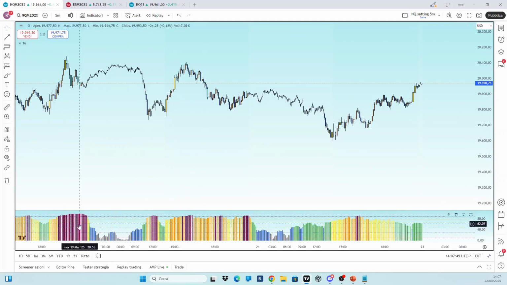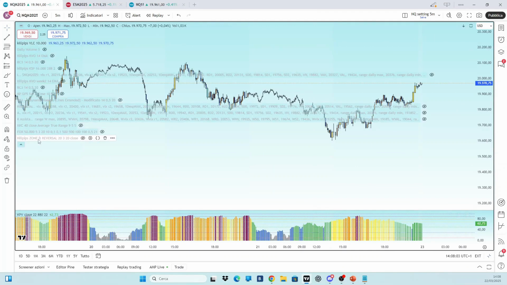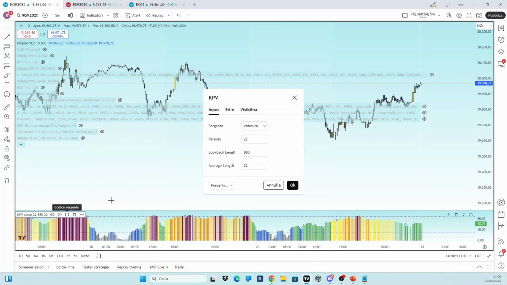We have the first one, which is KVP, and this is a volume indicator that collects the volumes for us. It practically measures the volumes and compares them with the historical series. It's adjustable. There's a file available on my Discord channel, PipsMind in the markets, where you can find it. Obviously the settings of this indicator are a universal setting that I use on all the assets that I follow.